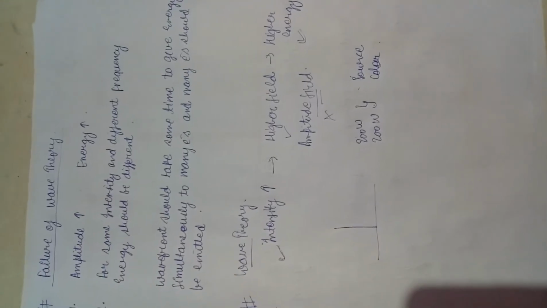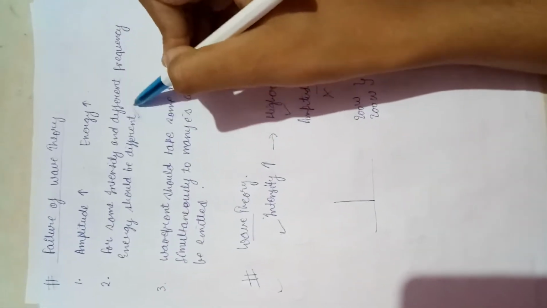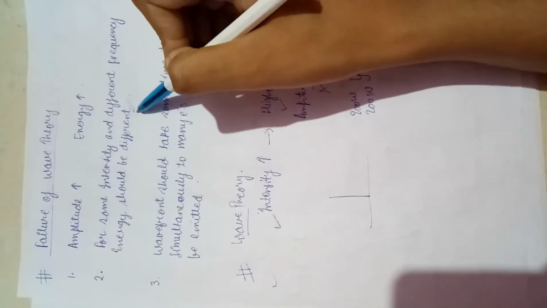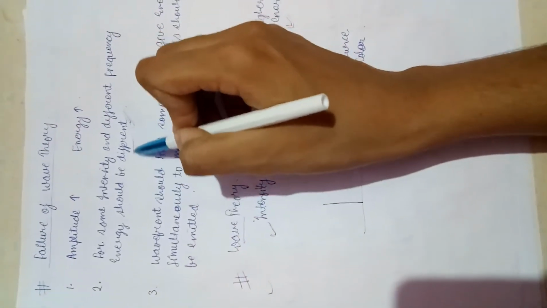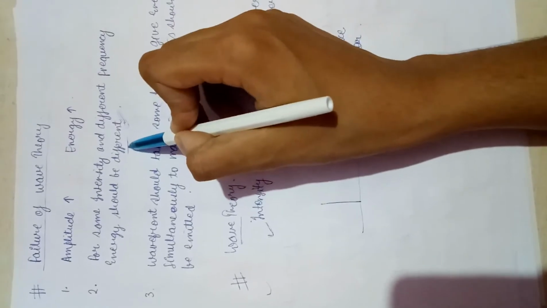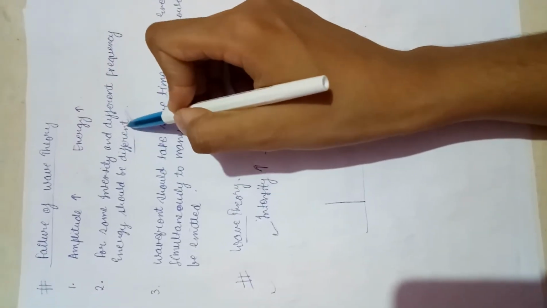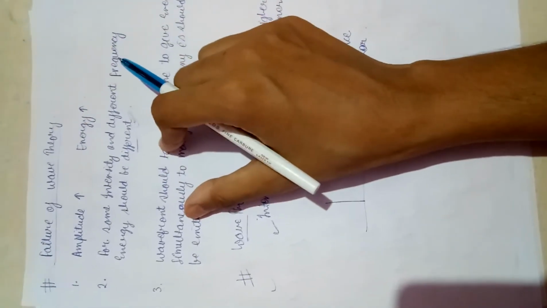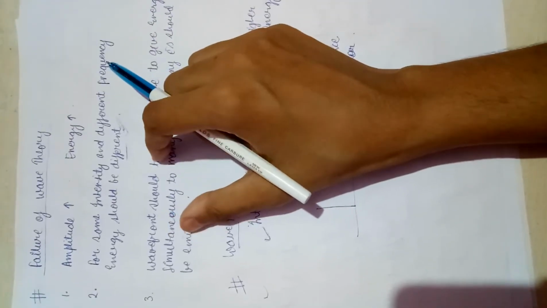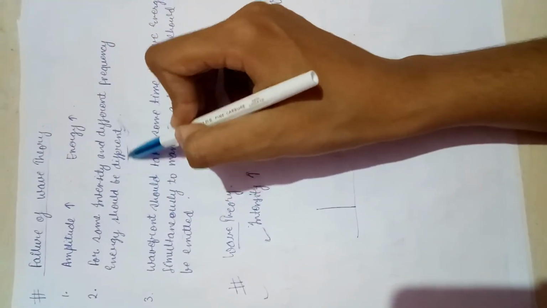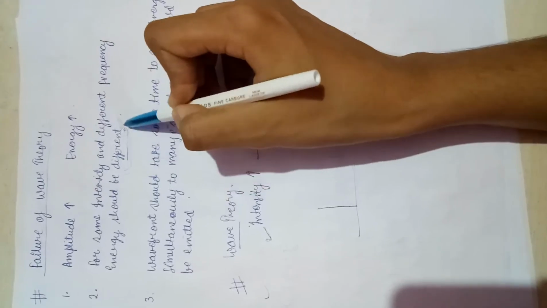What wave theory says is that the energy should be different. We know that this energy should be different, but wave theory says that this energy should be the same. Meaning, if we have the same intensity of light and we are changing the frequency, wave theory mainly focuses on the intensity of light. So it says that the energy should be the same, but it came out different. So this was also again a failure of wave theory.